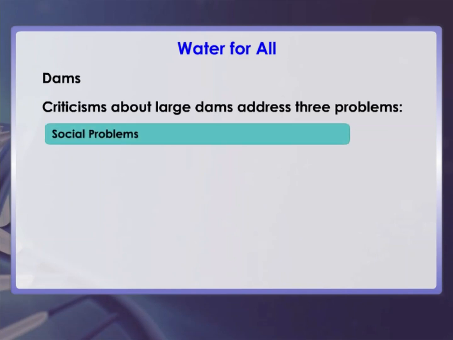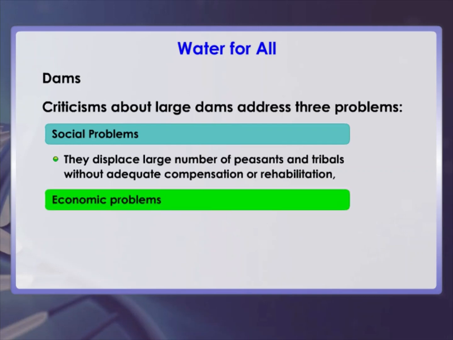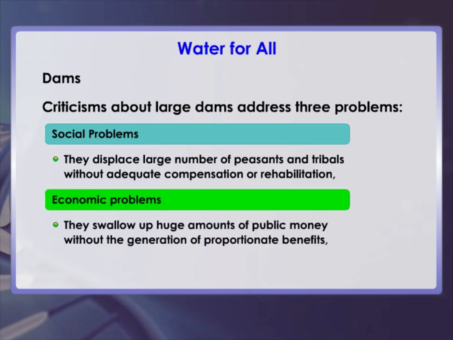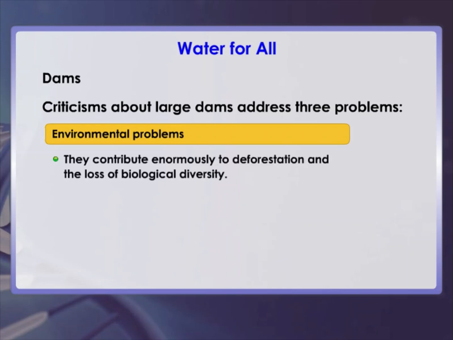1. Social problems, because they displace large numbers of peasants and tribals without adequate compensation or rehabilitation. 2. Economic problems, because they swallow up huge amounts of public money without the generation of proportionate benefits. 3. Environmental problems, because they contribute enormously to deforestation and the loss of biological diversity.